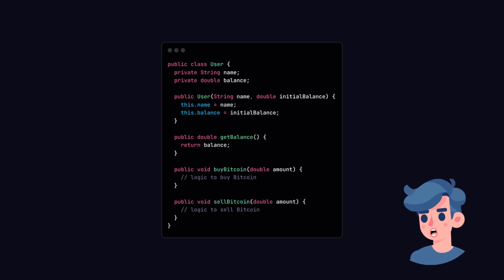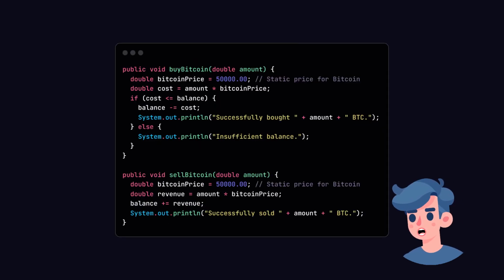Next, let's create a class to represent a user. This class will contain information like the user's balance, security information, and methods to perform operations like buying and selling Bitcoin. In the buy Bitcoin and sell Bitcoin methods, we will need to implement the logic for updating the user's balance based on the Bitcoin transaction. For simplicity, we'll assume a static price for Bitcoin for now.